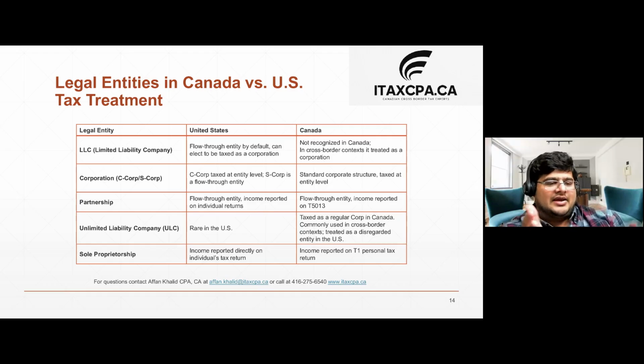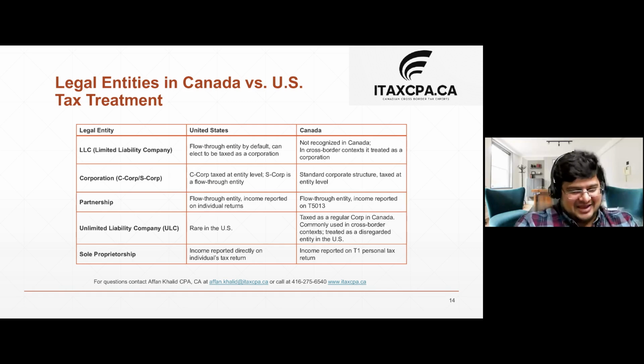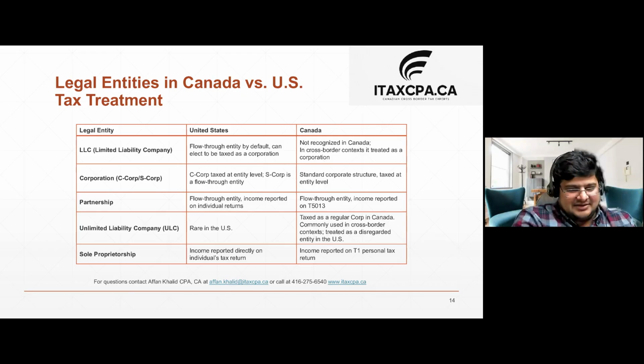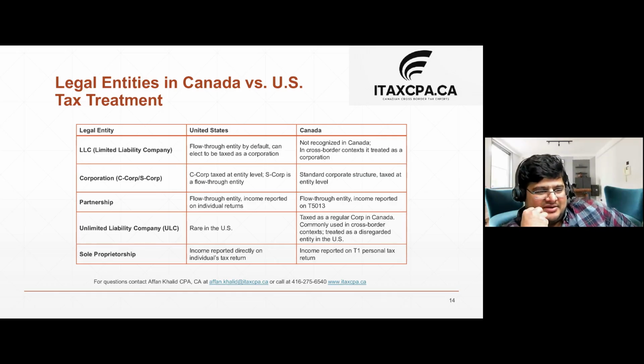Okay, this slide, based on my experience, I know in the US you have so many types of entities, and then those entities can again file an election to be treated as something else, whereas in Canada it's very, very simple. You are a corporation or a partnership or a trust or an individual, but we don't have a lot of variations. So I thought it would be a good idea to show some comparison between the entities in the US and in Canada, and how they are viewed from a Canadian tax perspective. I'll try to explain that in easy language here.